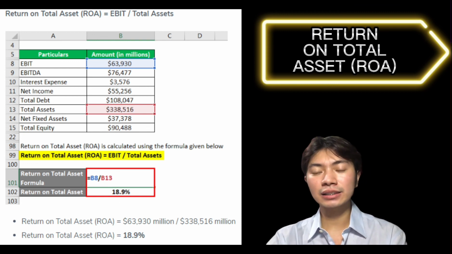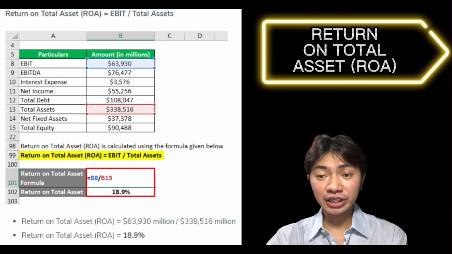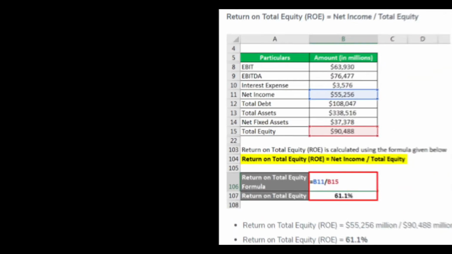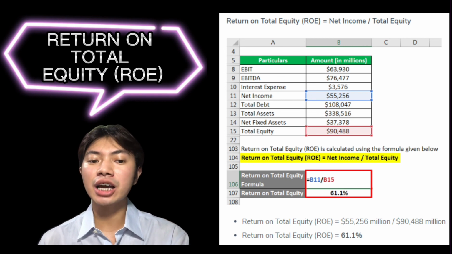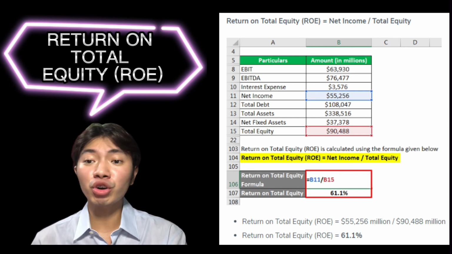Return on total asset, ang formula niya is it is equal sa earnings before interest and taxes divided by total asset. So sa example natin, makikita natin na meron tayong earnings before interest and taxes na 63,930,000 divided by total assets na $338,516,000, and makukuha nating sagot ay 18.9%. And the last is the return on total equity. So the higher the return on total equity, the better, because dito nakikita na mas mabilis yung progress ng isang company.